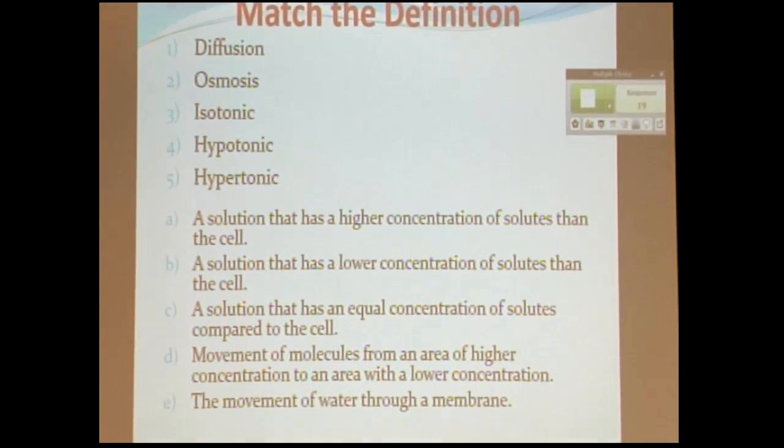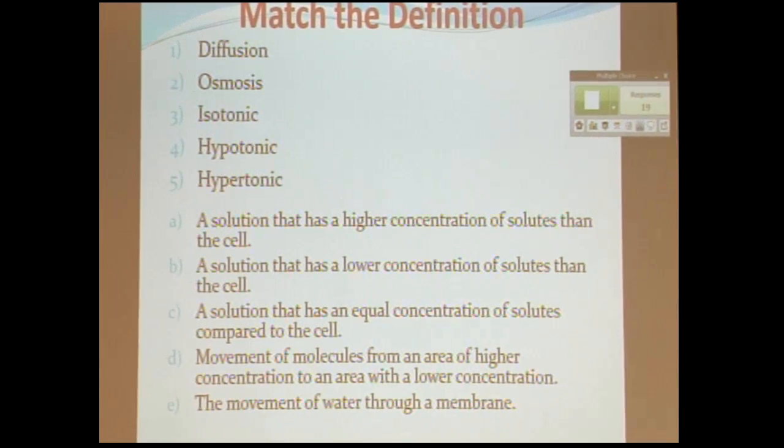I'm just going to match these up. All right, so which one is diffusion? So diffusion is D. So the diffusion is the movement of any molecule from higher to lower. Doesn't matter what kind of molecule it is. What's osmosis? So E. So osmosis is the diffusion of water across the cell membrane. That's osmosis. Gets its own word.